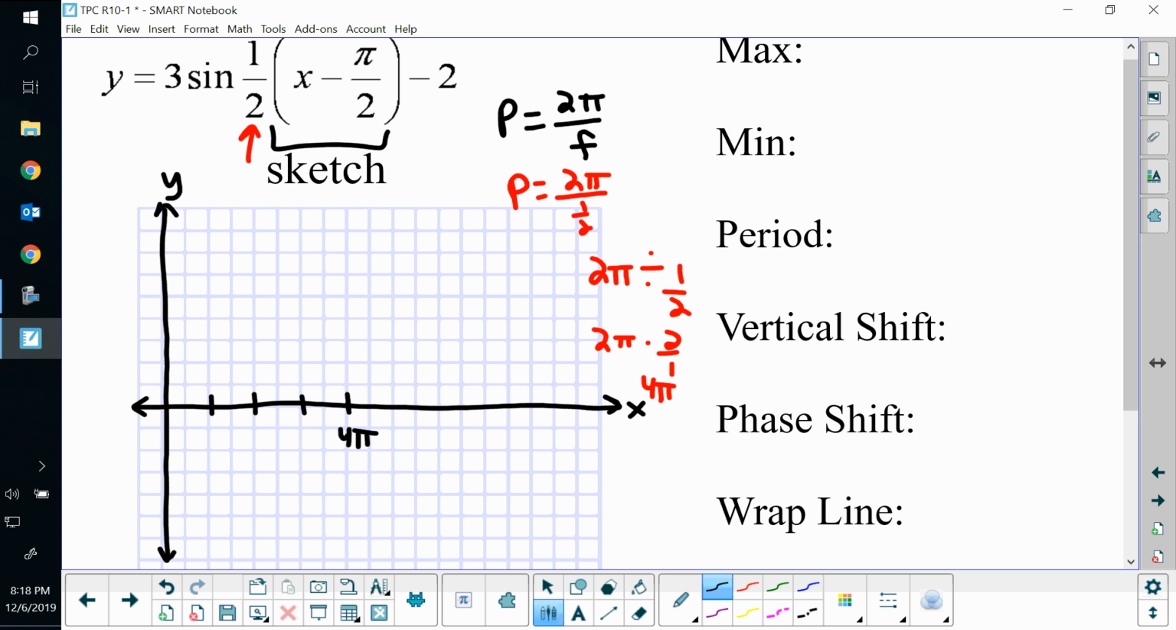Now, what we want to do next is label the 2nd mark, because that's halfway to the 4 pi. Halfway to the 4 pi would be 2 pi. Next, we'll label the 1st mark, because that's halfway to the 2nd mark, so that'll just be pi. And then if we count by pi's, pi, 2 pi, so the 3rd one is 3 pi.